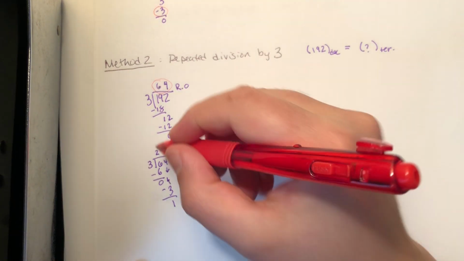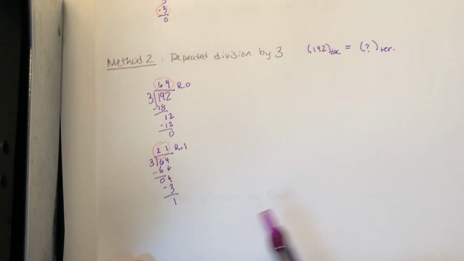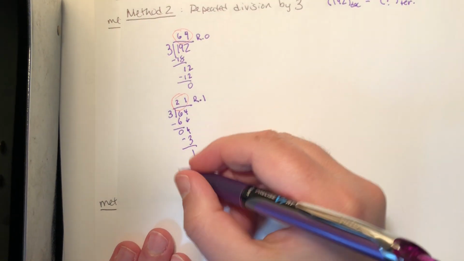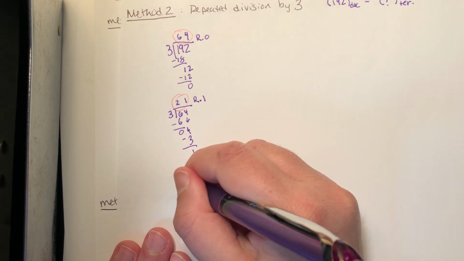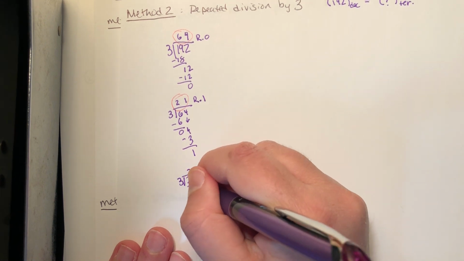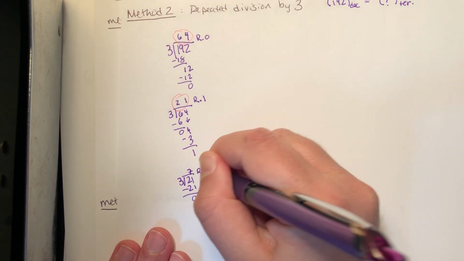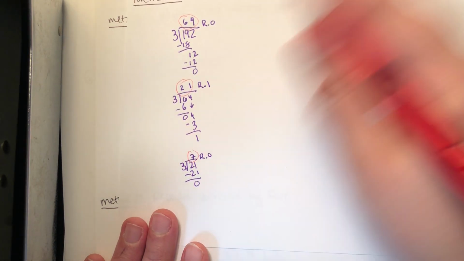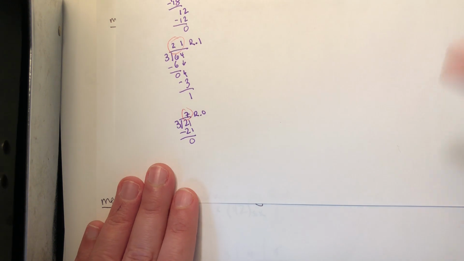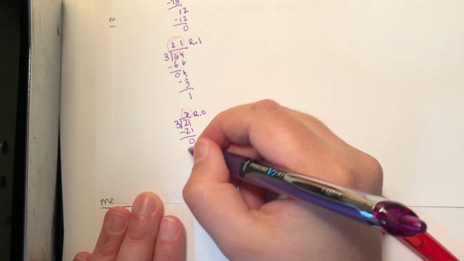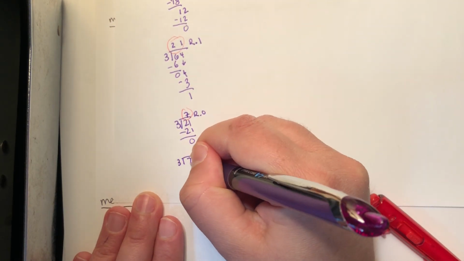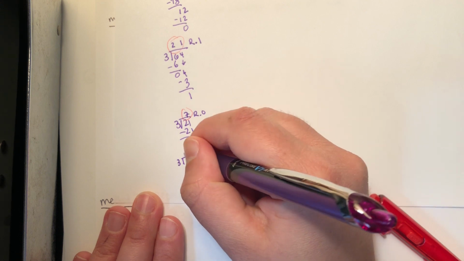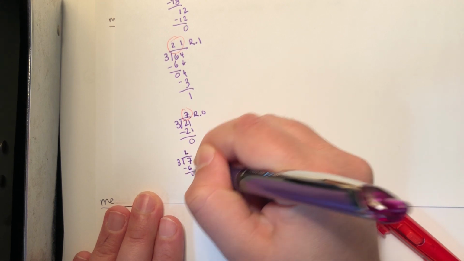Okay, here's my new number, 21. I'm going to divide again. So 21, we divide it by 3, we get 7. 7 times 3 is 21. And I have a remainder of 0. All right, my new number is 7. Almost out of space here, but luckily I'm getting close to 0. I'm going to divide 3 into 7. 3 goes into 7 2 times with a remainder of 1.